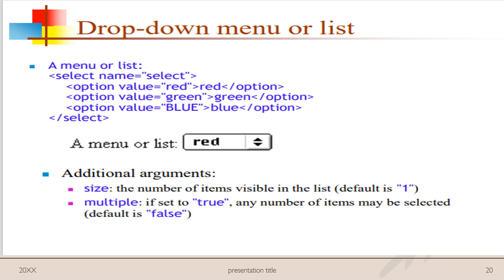Drop-down menu or list. A menu or list: select name, select, option value equals red, option closed, select close. A menu or list actually helps us select one specific topic from a given list.